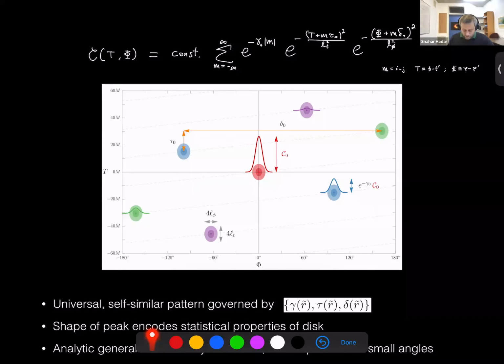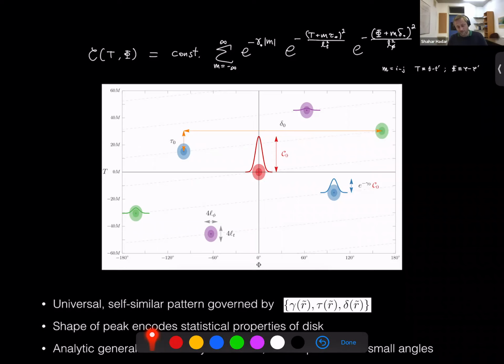And we see a universal pattern. These peaks are displaced by this critical parameter delta in the azimuthal direction, and by the critical parameter tau in the time difference direction. Their magnitudes are related to each other by multiplying by e to the minus gamma. This is how these 3 critical parameters come in, and they govern the structure.